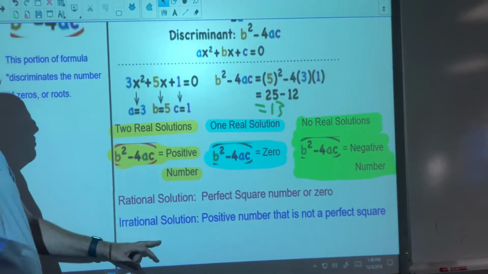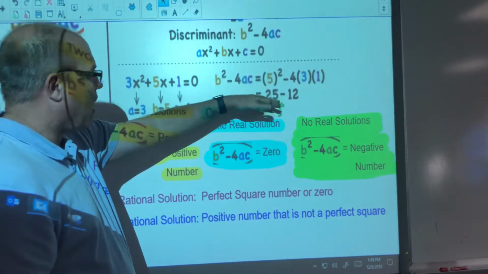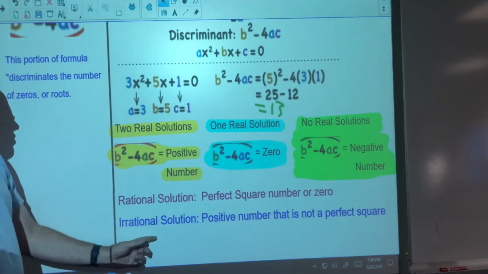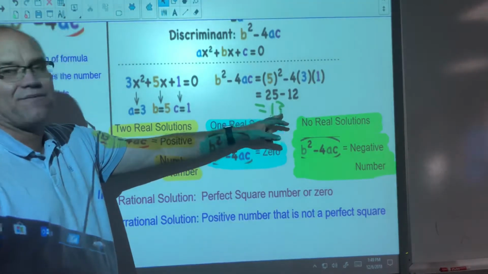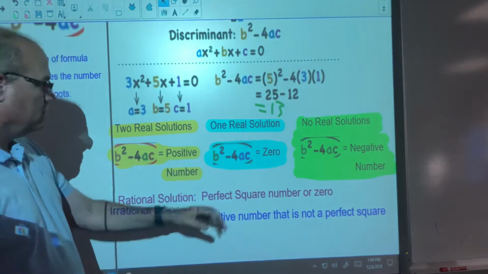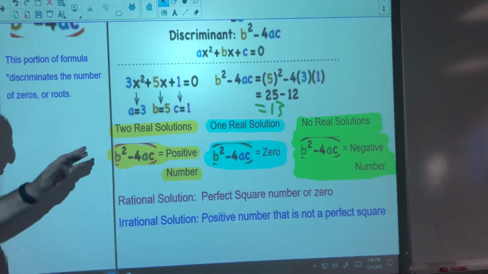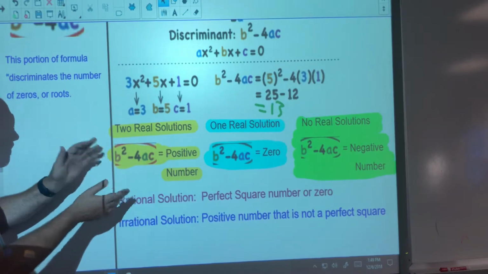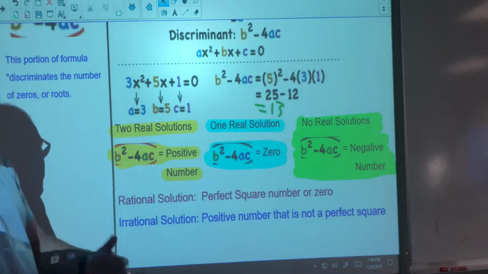One more thing: rational solution versus irrational solution. This number is 13. 13 is a positive number, but it's not a perfect square, so it's going to be an irrational solution. Our solutions will be irrational. If it's a perfect square number, 1, 4, 9, 16, 25, 36, or 0, then it's going to be a rational solution. We'll talk more about these solutions next week, but rational solutions are any solution that can be written as a fraction. Irrational solutions are solutions that cannot be written as a fraction.